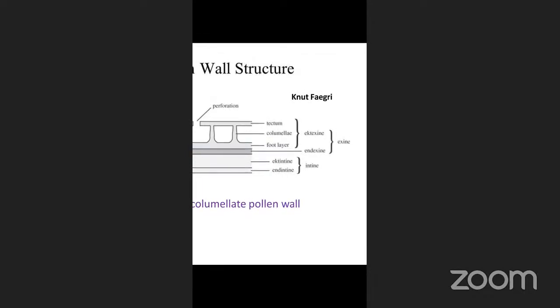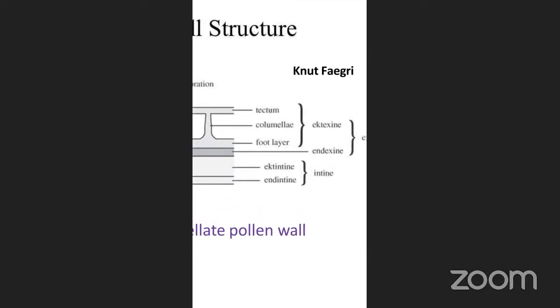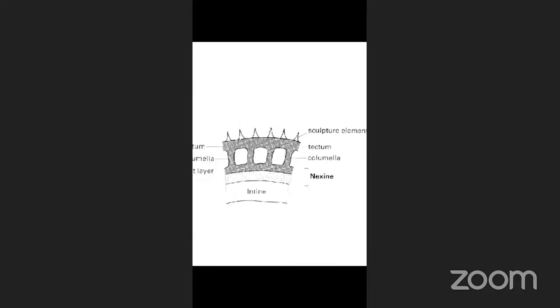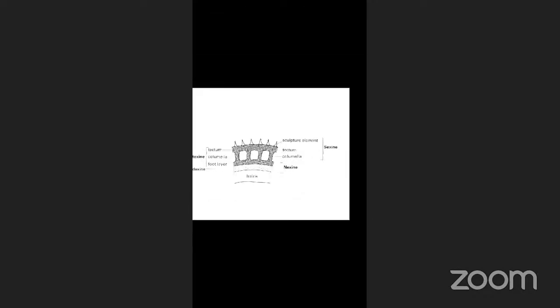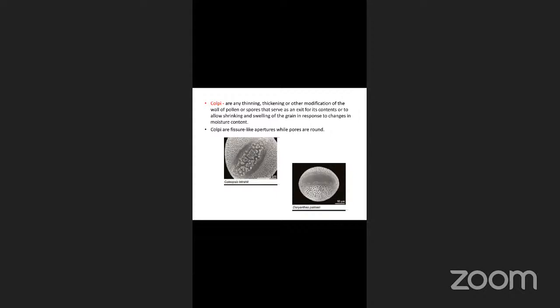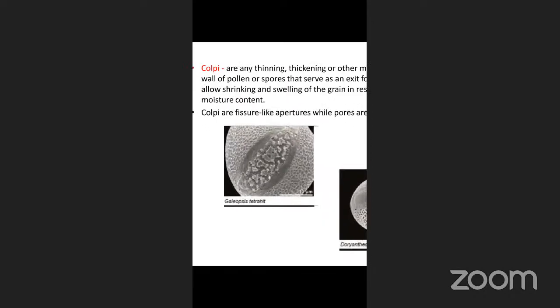The outer layer is exine, then the inner layer is intine. The outer layer exine is again divided into two sublayers, ectexine and endexine. Then ectexine again has tectum, columella and foot layer. The inner layer intine is again divided into two layers, ectintine and endintine. Exine is again divided into nexine and, on the outer side, sexine. This is the pollen grain structure.